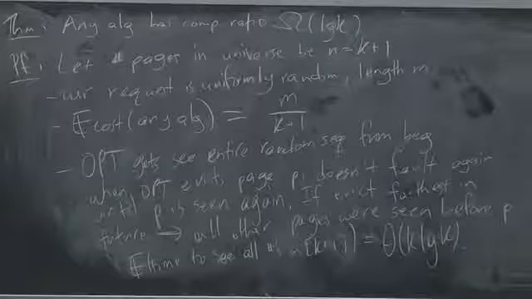So you can view this as saying any algorithm will fault at least a 1 over k fraction of the time. Opt only faults a 1 over k log k fraction of the time. Right? So opt is better than you by a factor of log k.